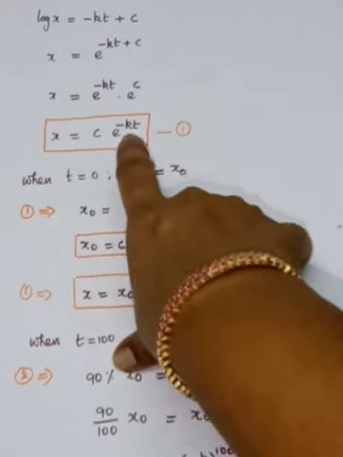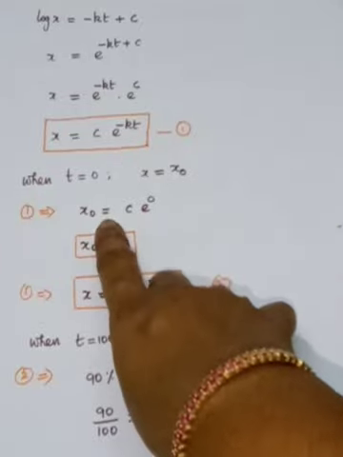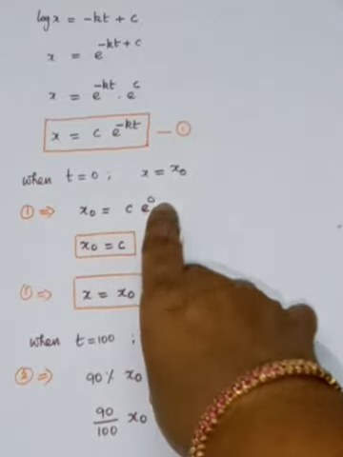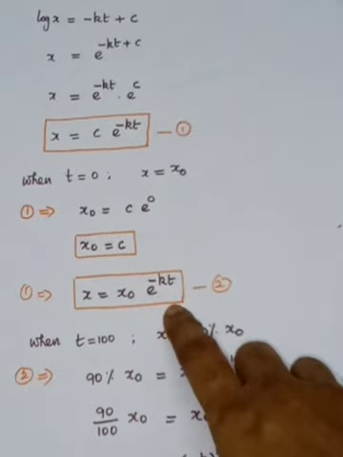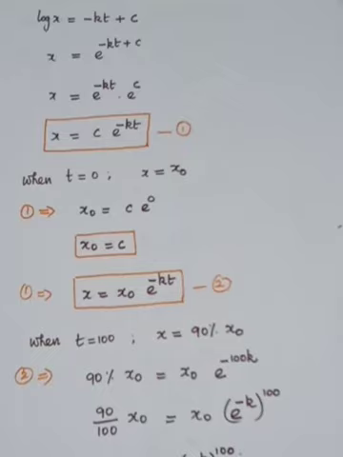So you have to substitute in the first equation. So x naught is equal to c e power 0. So c is equal to x naught. So when you substitute, you got this equation. Now you apply the given condition.